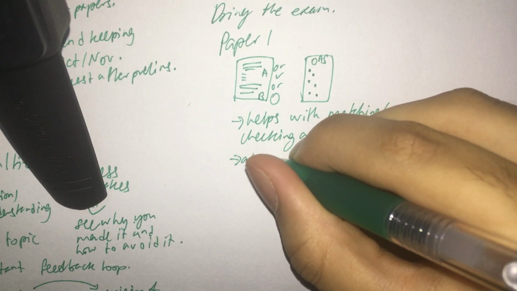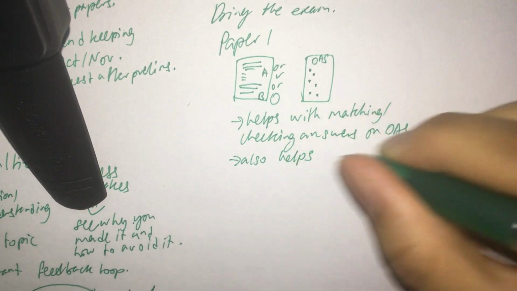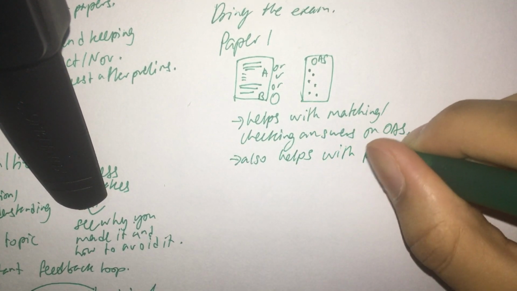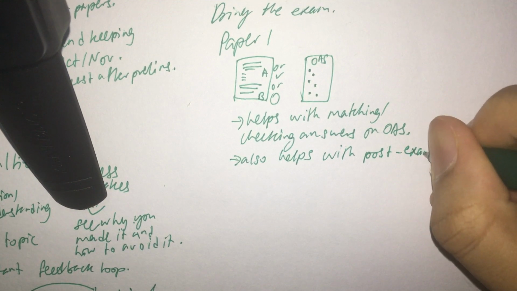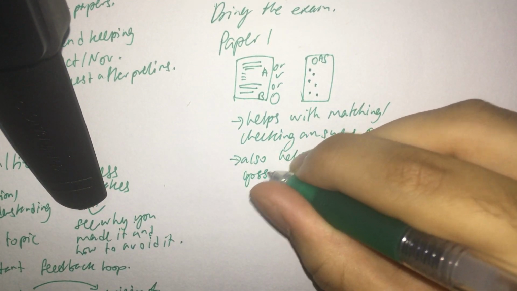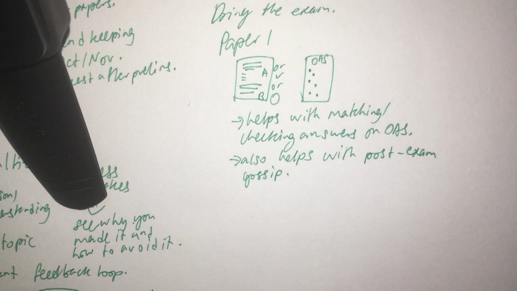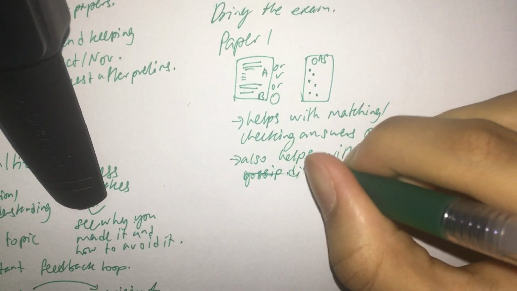And in A levels, you get to take the question paper back home, so maybe if you write answers there, you can at least discuss it with your friends. Yeah, okay. Never mind. Okay, so that's paper one.